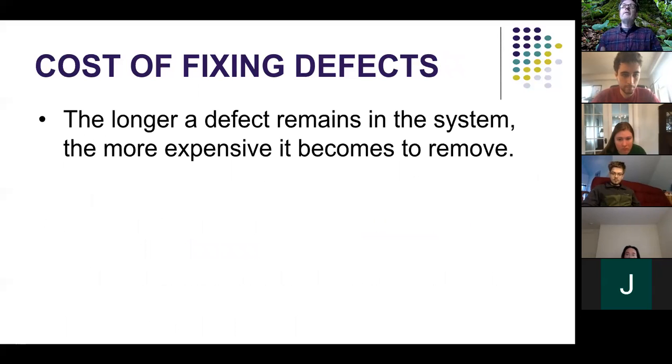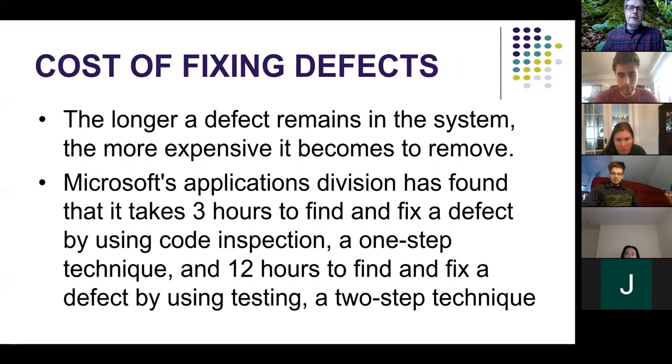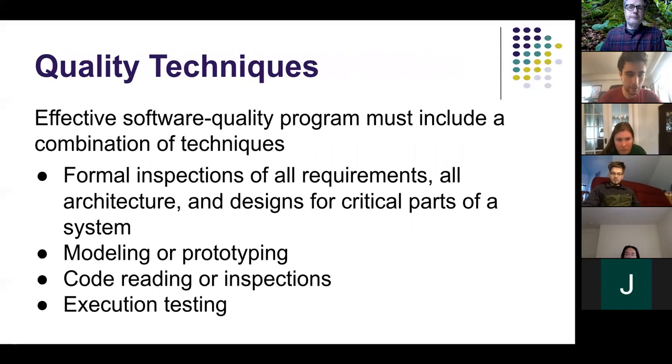So in general, the longer the time between making the error and catching the error, the more expensive it becomes to remove it. Just like I was just saying, a design error gets made early. Finding that error, for example, after you've completely written the whole system, can be catastrophic. Microsoft's application division has found that it takes 3 hours to find and fix a defect by using code inspection, a one-step technique, and 12 hours to find and fix a defect by using testing, a two-step technique.